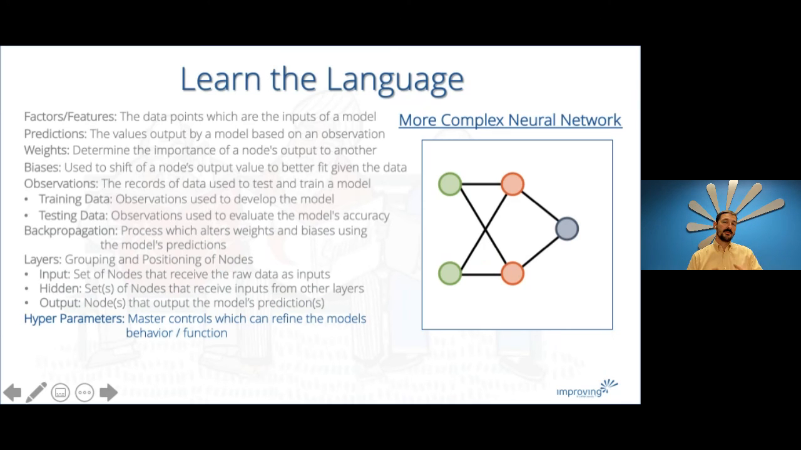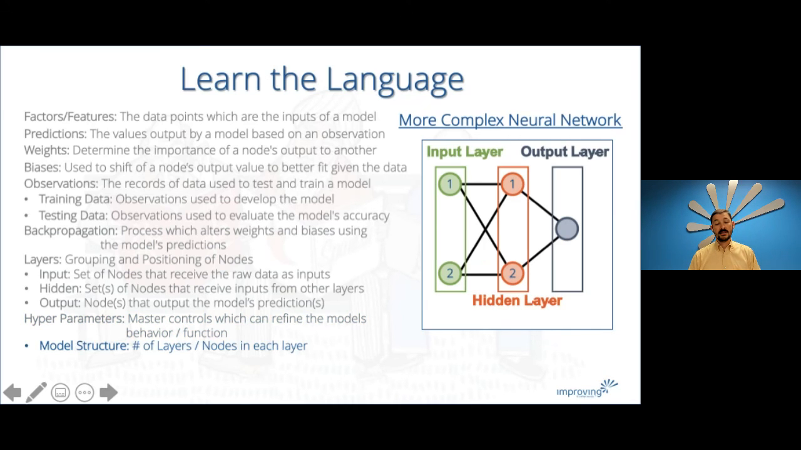Hyperparameters actually control and refine the model. They're things that you have to tell the model; it doesn't discover them. When we feed it data and answers, the model will discover a lot of things. Hyperparameters, however, control what it can discover because they're told to it by the person building the model. And then the model structure is typically how many layers and nodes in each layer.